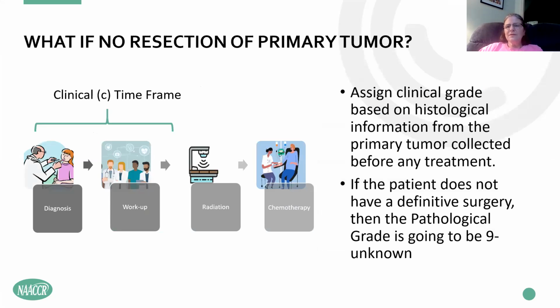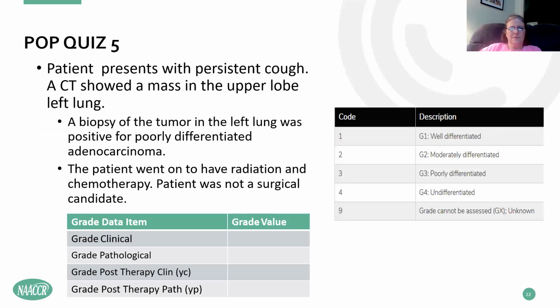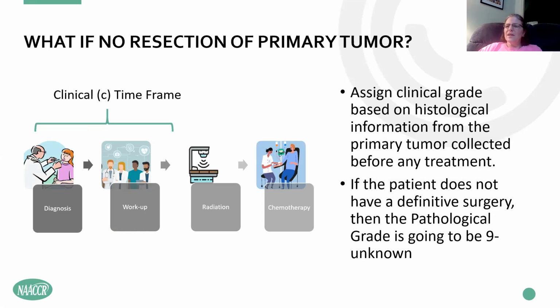So what if you don't have a resection of the primary tumor? So during our clinical time frame, they do a diagnosis and they do a workup. You assign the clinical grade based on the histological information from the primary tumor collected before any treatment. So that's your biopsy or your FNA. If the patient does not have a definitive surgery, then the pathological grade is going to be 9 or unknown.